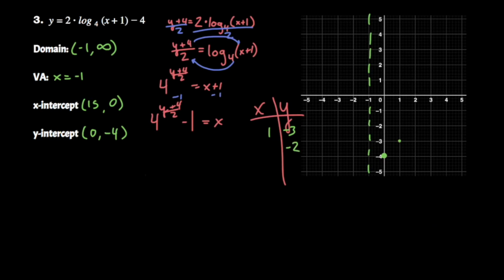And if I tried like negative 2 next, negative 2 plus 4 is 2. 2 over 2 is 1, so 4 to the first power is 4, minus 1 is 3. And at this point I can pretty much see what this graph is going to do. It's branching off to the right, and as it goes to the left, it's just approaching this vertical asymptote.